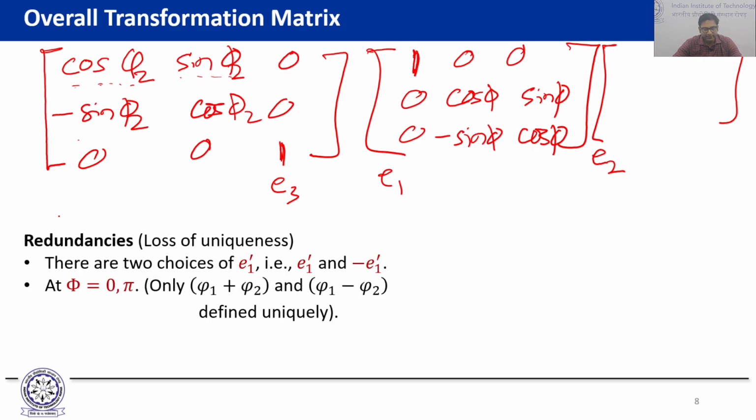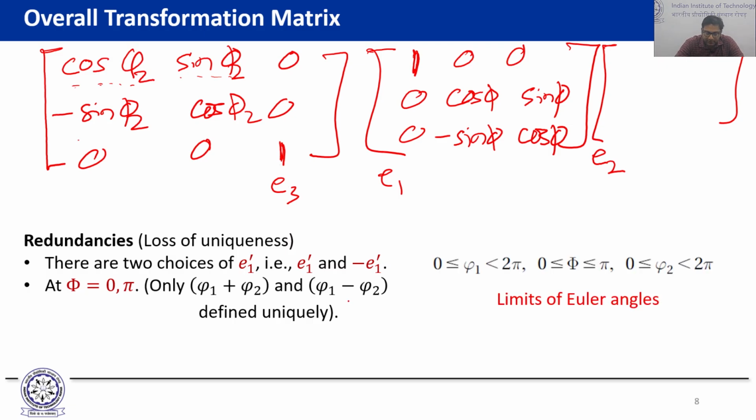Now, at this point, it is pertinent if we point out some of the redundancies or the loss of uniqueness. One thing I will point out is when you are looking at this coordinate system, you can always rotate it either way, and so E1 can be mapped either to E1 prime or to minus E1 prime. That is fine. And so when you have phi equal to 0 or pi, then only your phi 1 plus phi 2 and phi 1 minus phi 2 are going to be defined uniquely. So this actually brings us to some of the limits that we can have of this Euler angles by which we are doing the rotations.